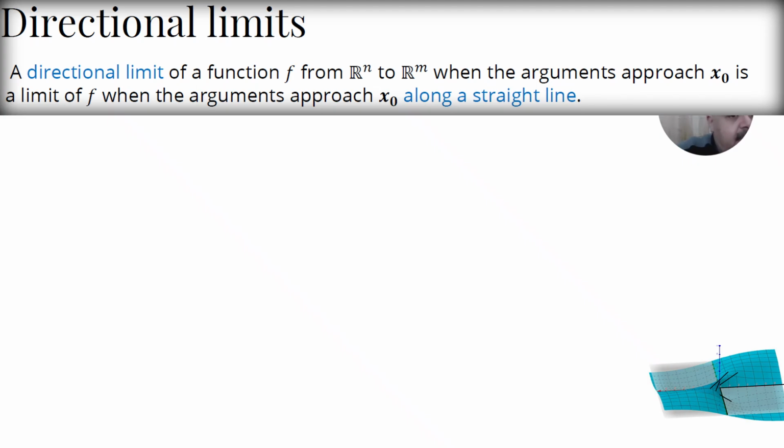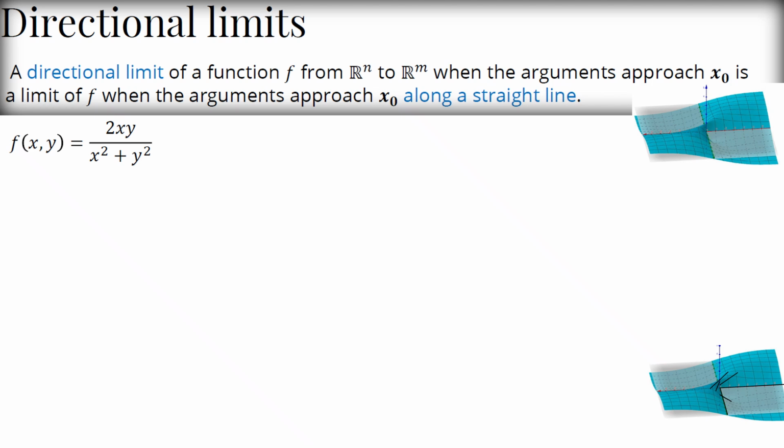A directional limit of a function f from R^n to R^m when the argument approaches x naught is a limit of f when the argument approaches x naught along a straight line. So if I want to discuss the limit of f(x, y) equal to xy over x squared plus y squared, I can use several methods or several lines.